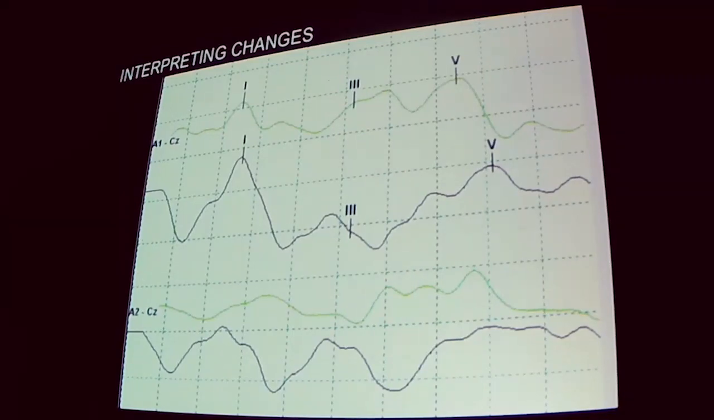Transient latency increase could be due to drilling, irrigation, retraction, surgical irritation, hypotension, positioning. All these things can affect your latency. So you have to be aware if it's transient, it's going back and forth. They could just be there working. And BAERs are funny that way. You would think for a modality that's not affected by anesthesia, it's affected by everything else, and they move around a lot.